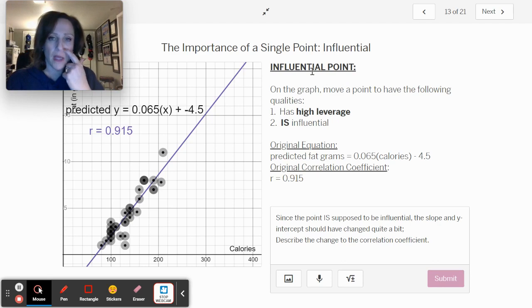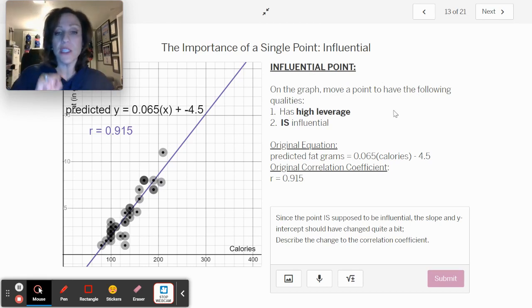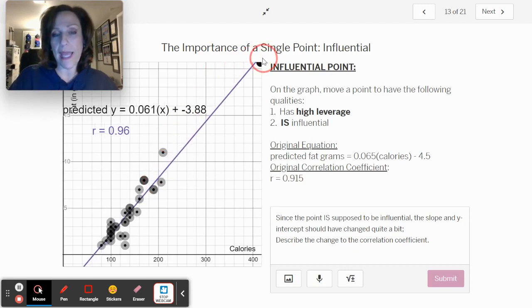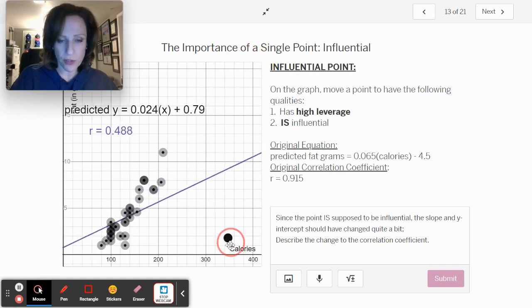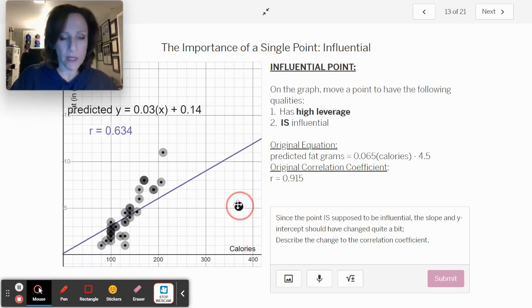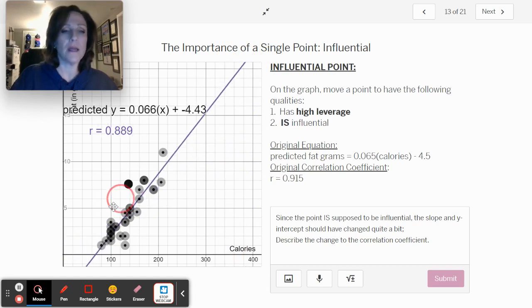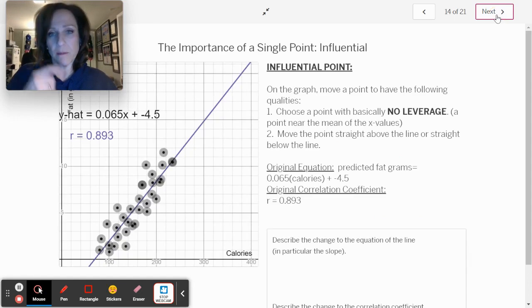Okay, here we go. On the graph, move a point to have the following qualities. High leverage and influential. So you should have chosen a point that's far away from the mean of x, that's high leverage, and influential, impacting the equation of the line. All right, I'll reset that and move on.